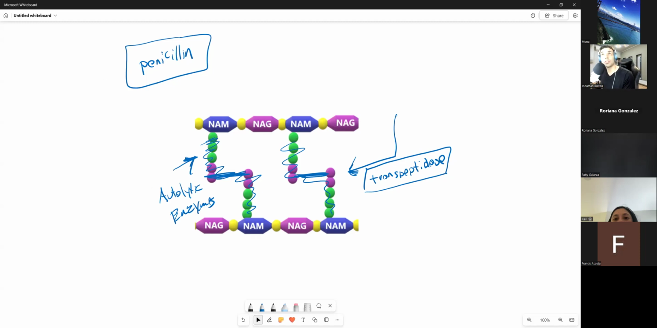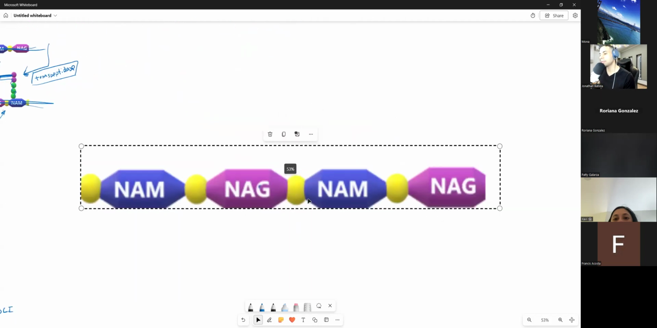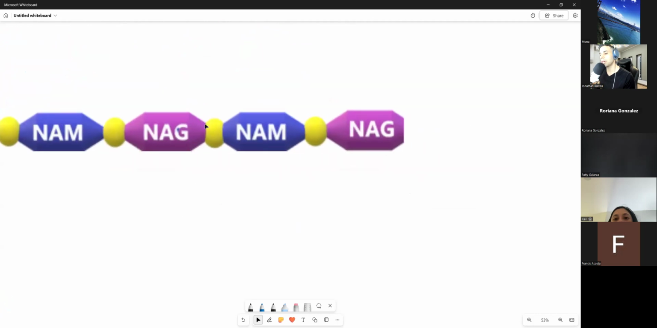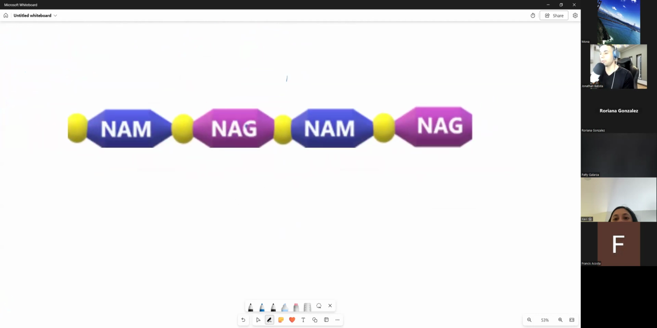Okay, something else that we should also know, something that's not everywhere, but we need to know this. These NAMs and NAGs, look how they stack up horizontally. The process of linking them at a horizontal level is called transglycosidation, done by the enzyme transglycosidase. It's able to link them horizontally, like this, creating these groups. So this area right here, where they're able to bind to one another, is a D-ala area.